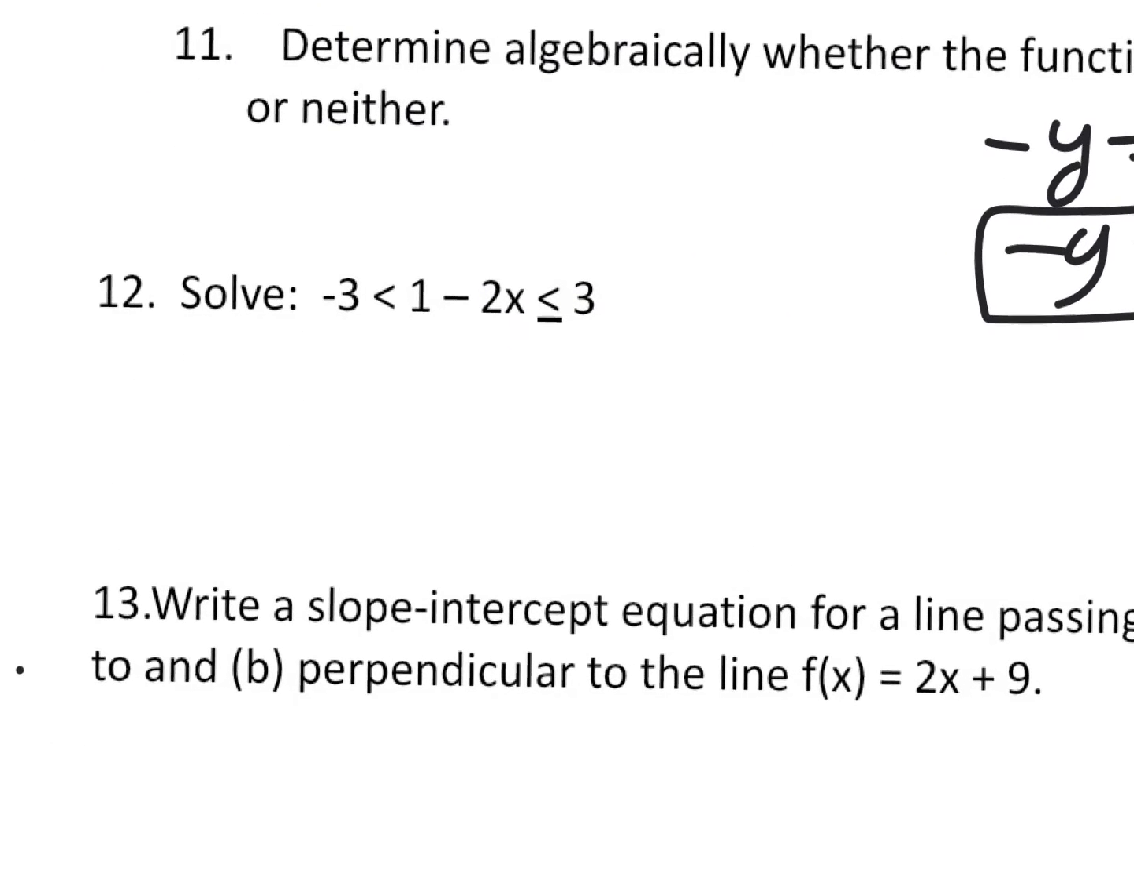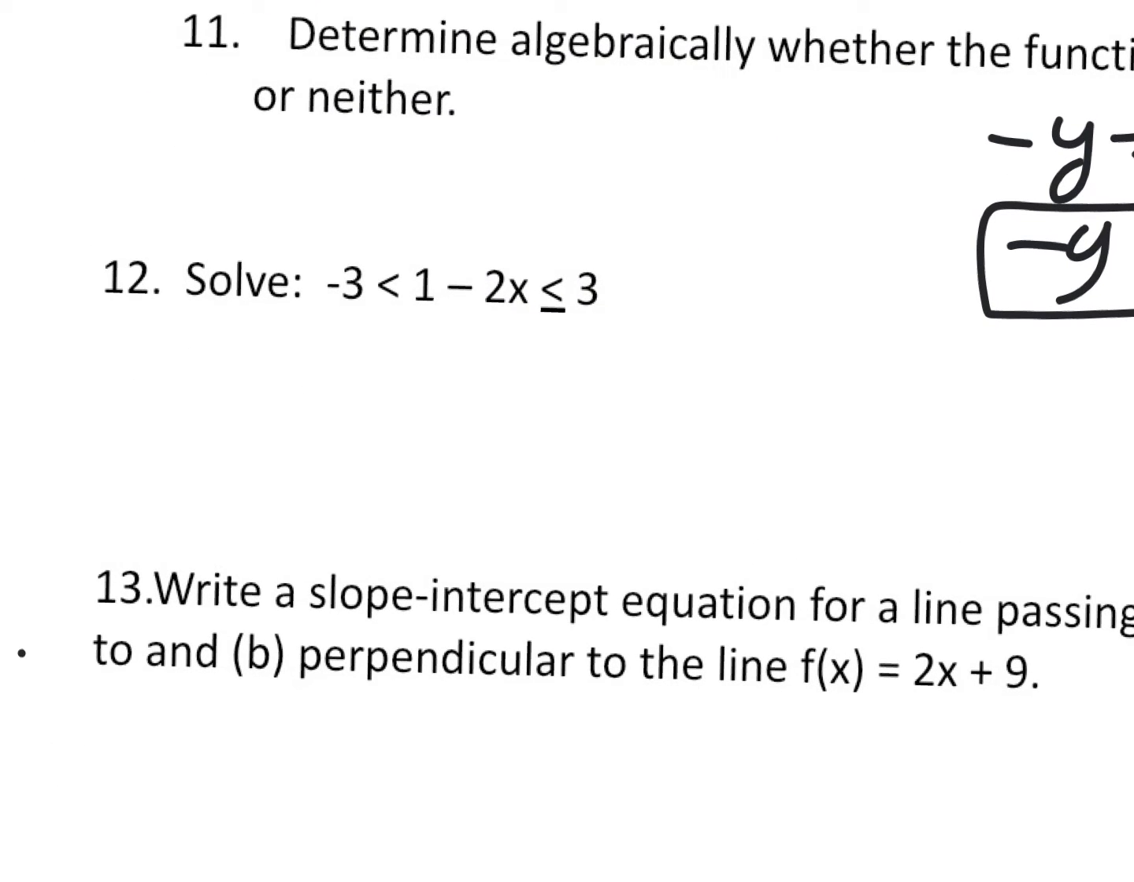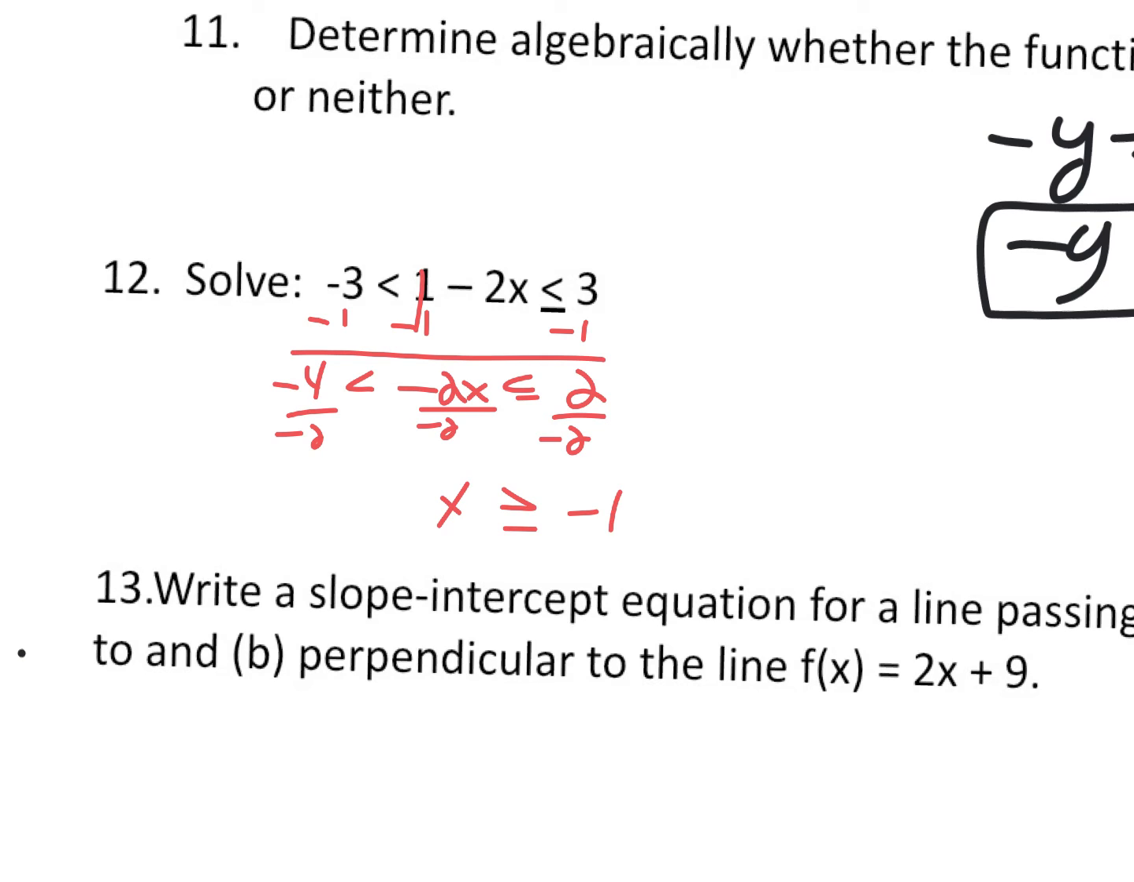All right, number 12, be careful on this one. This is not hard, but please be careful. Subtract 1 from all 3 sides. I hope you know I'm subtracting 1 because that's a positive 1. That leaves me a negative 2x in the middle, a 2 out here, and a negative 4 out there. Now I'm going to divide by negative 2. Don't forget what that means. If you divide by negative 2, your signs flip. That becomes negative 1. This becomes 2. So x is between negative 1 and 2.